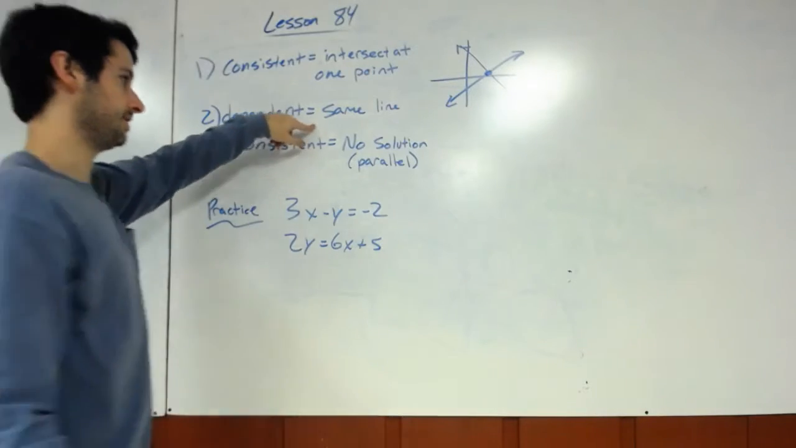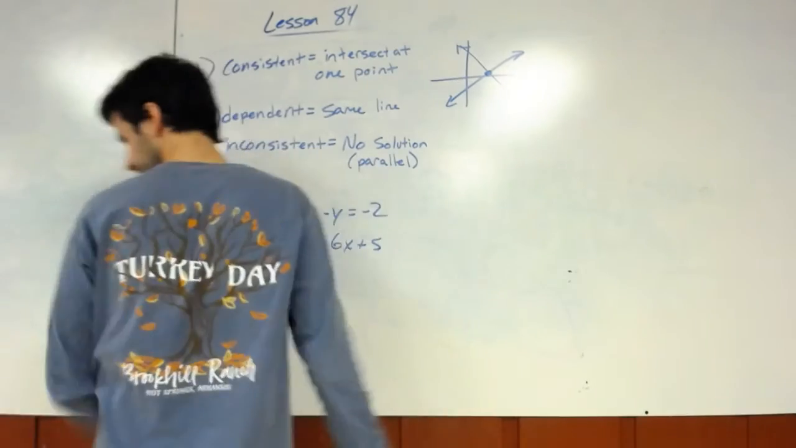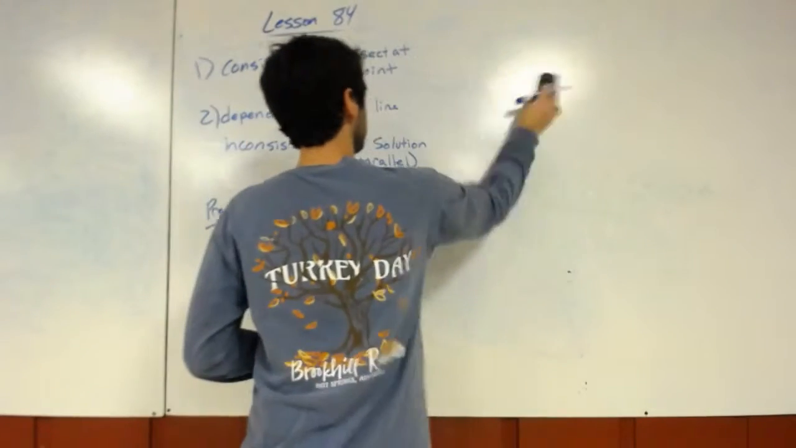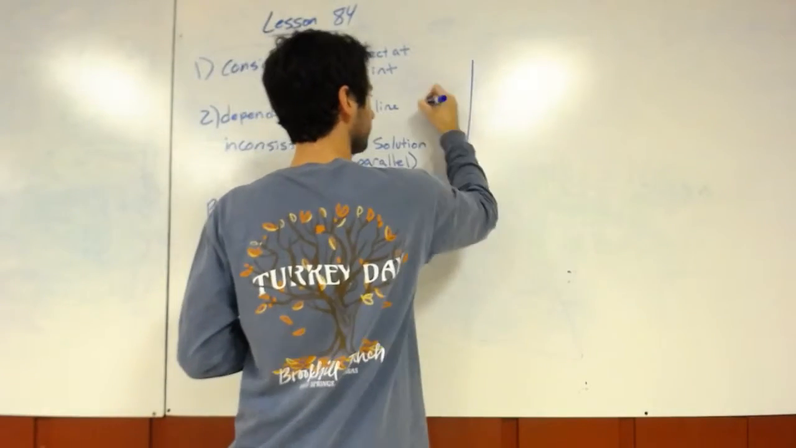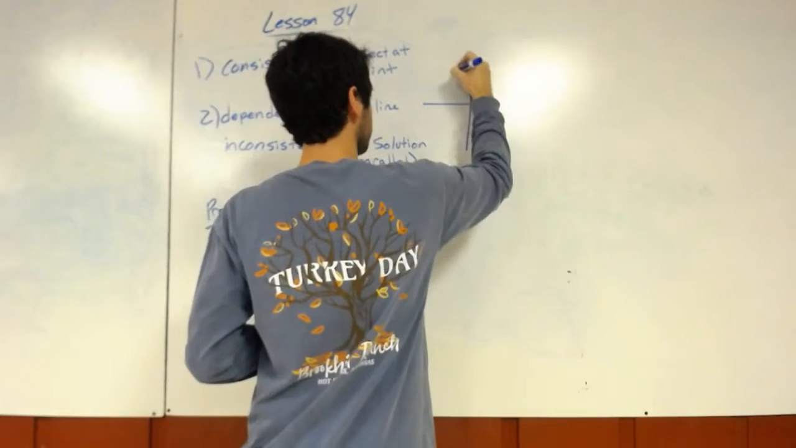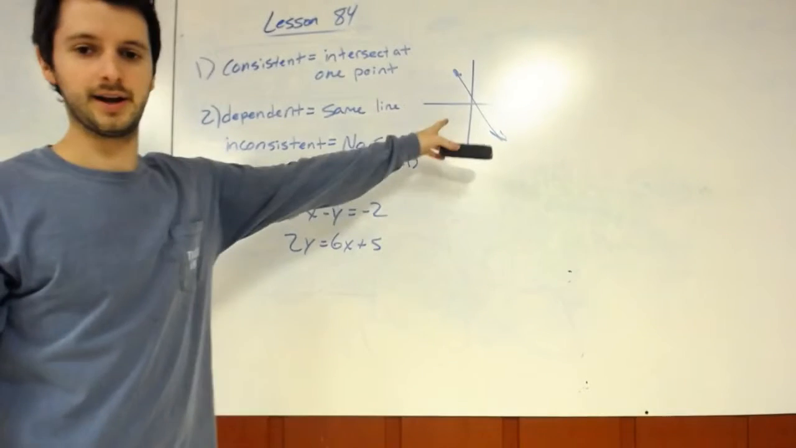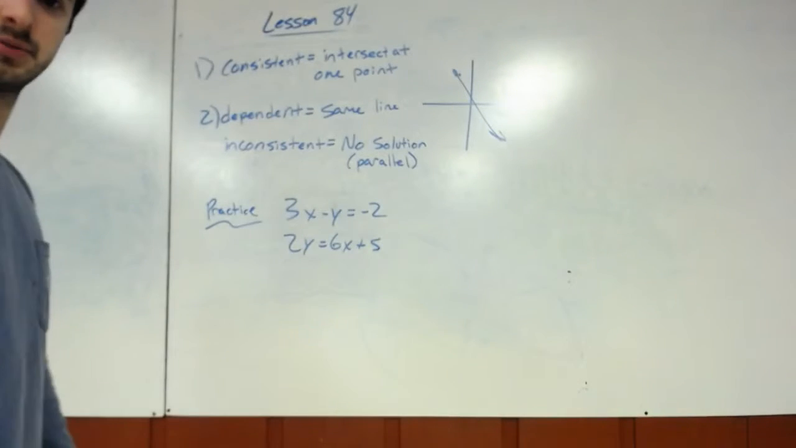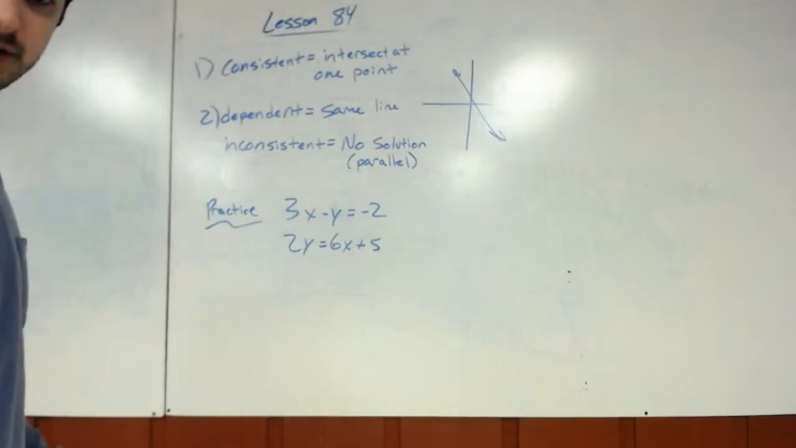A dependent system, okay, would mean that you would have the same line. All right, so say your line looks like that. Well, that's both lines. All right, there's two lines with the same slope and y-intercept. That would be a dependent system.